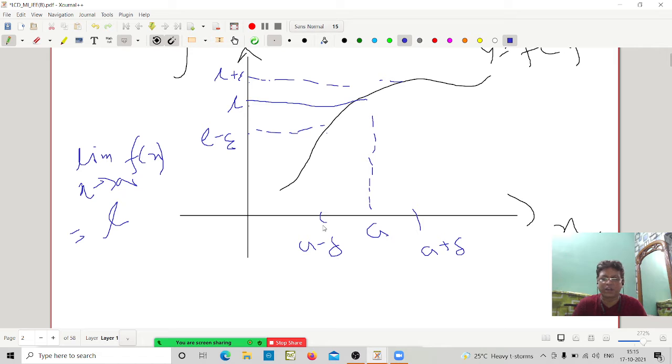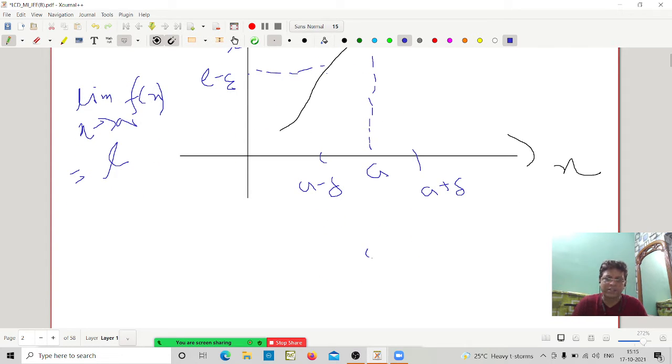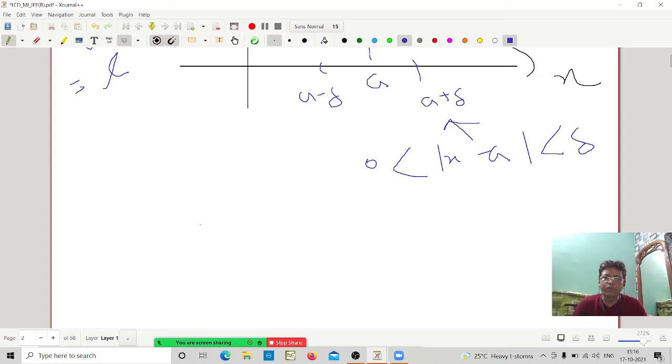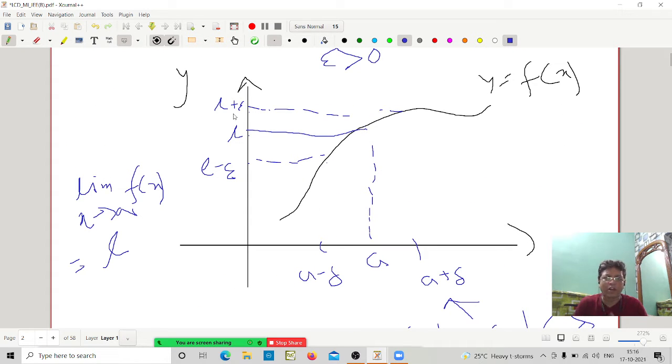You see delta here in the graph on the x axis, such that for all x that lie in this open interval a minus delta, a plus delta, that is for all x satisfying the inequality mod x minus a less than delta, this denotes the interval. Actually we have mod f(x) minus L less than epsilon.